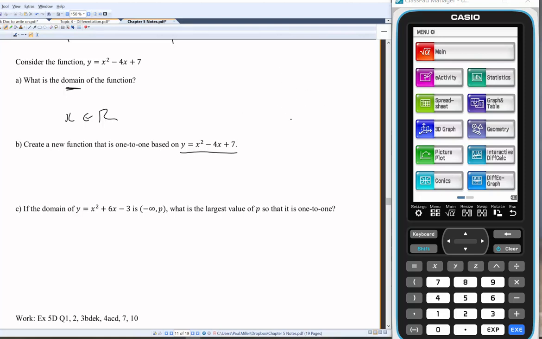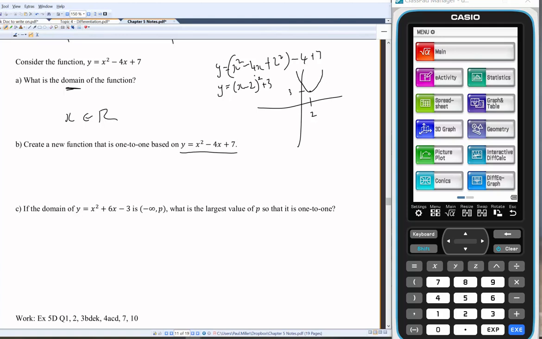Now, because it's a parabola, let's just quickly sketch it. So to sketch it, I'm going to complete the square. So y equals x squared take 4x plus 2 squared take 4 plus 7. y equals (x take 2) all squared plus 3. So there's 2 and there's 3. That's the turning point and it's an upright parabola.